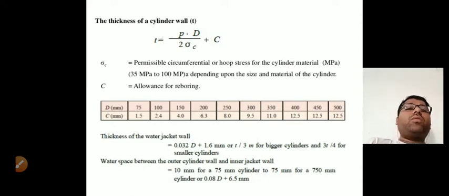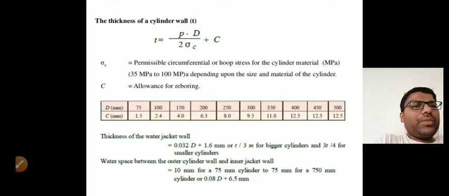Now, the thickness of the water jacket wall, if we are using it. If a multi-cylinder engine is used and we are using the jacket, then the thickness of the jacket wall is equal to 0.032 d plus 1.6 mm, or t by 3, okay, for the bigger cylinder, and 3t by 4 for the smaller cylinder. Now, the water space between the outer cylinder wall and the inner jacket wall, we are using the jacket outside the cylinder, right?